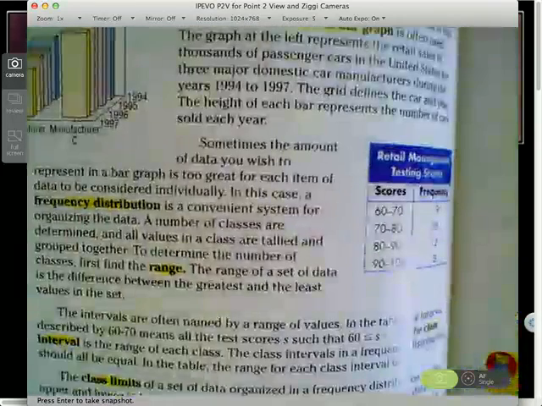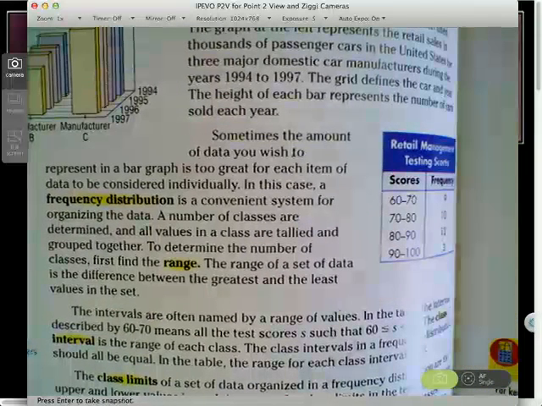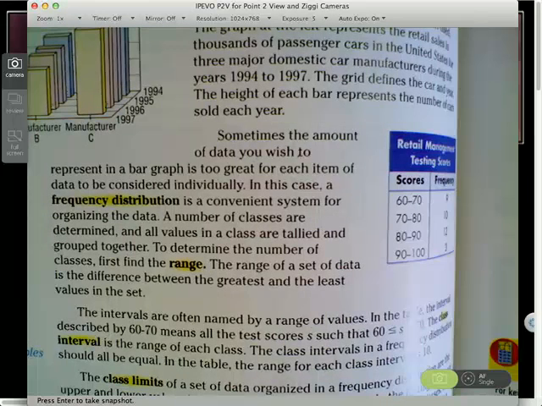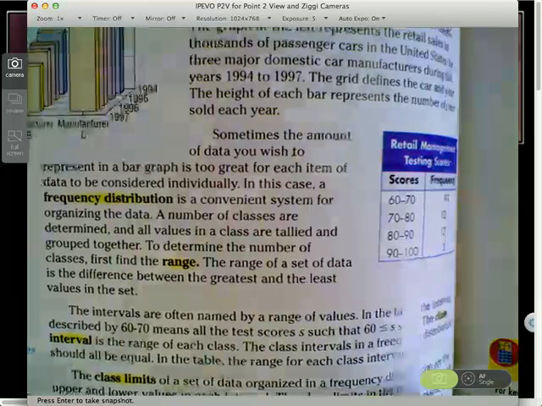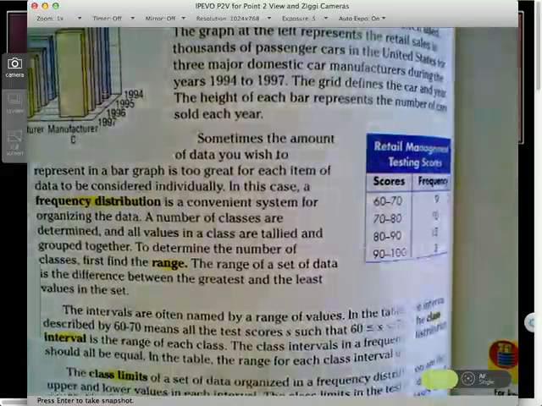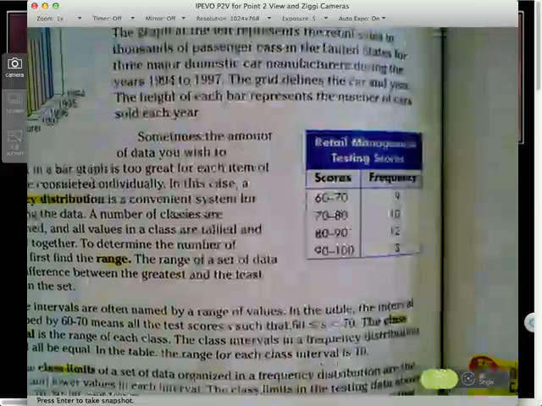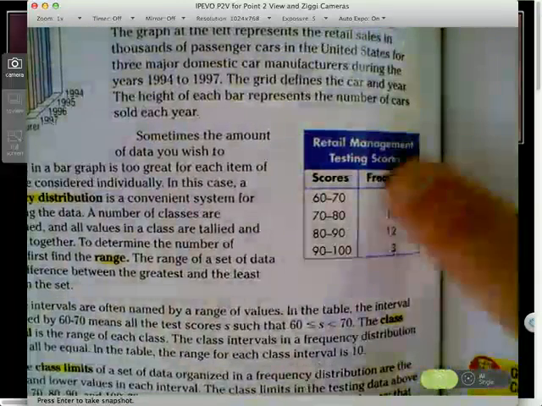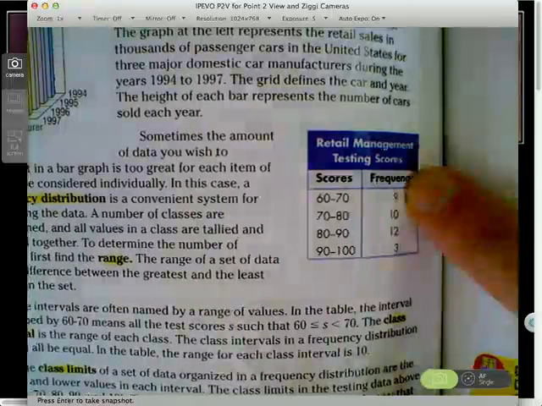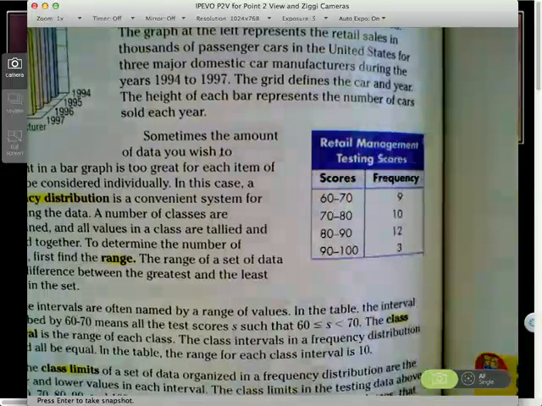Now, what we're going to spend most of our time on today is frequency distribution. And there are going to be a lot of different little vocab words here that we'll have to practice and make sure we're familiar with. Basically, it's the same idea where I categorize within certain ranges of data. So in this case, this is retail management testing scores. I've got the number of people that scored between 60 and 70, 70 and 80, 80 and 90, 90 and 100. And I then just have the count of the number of people that got a score in that range.